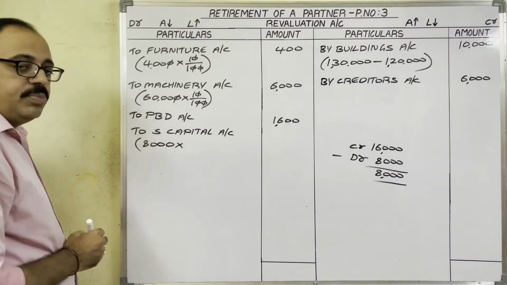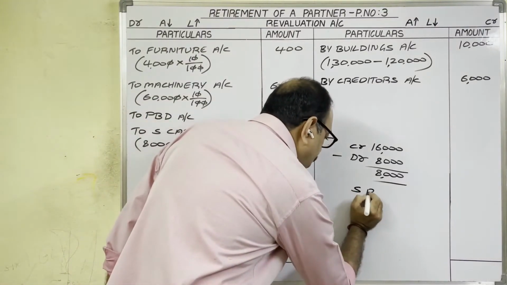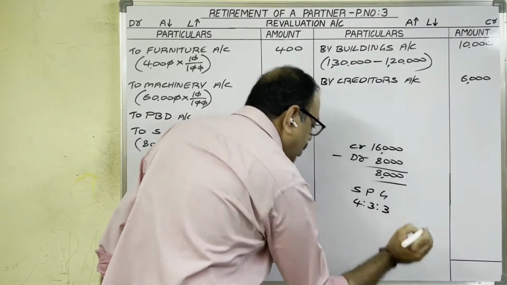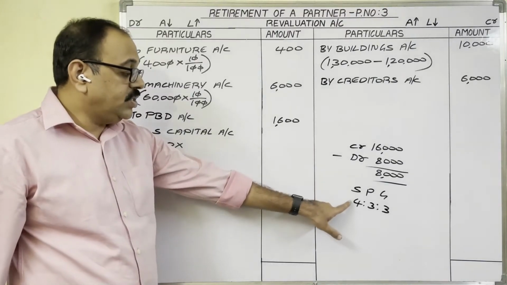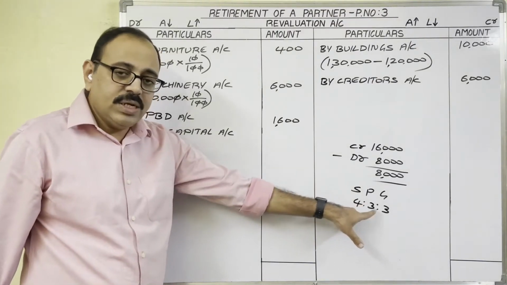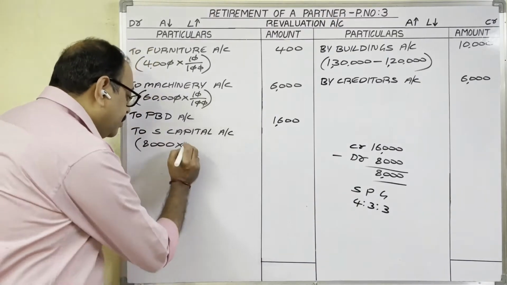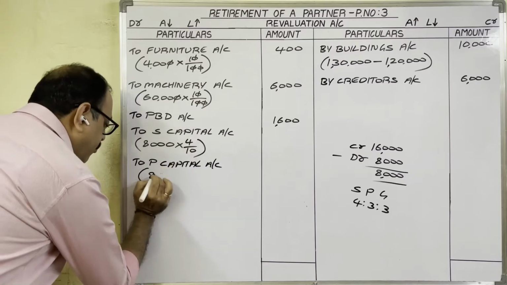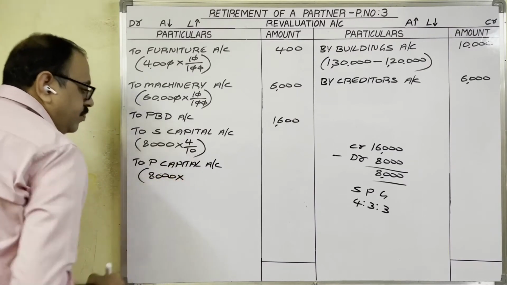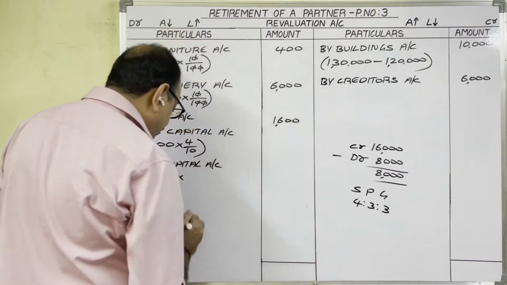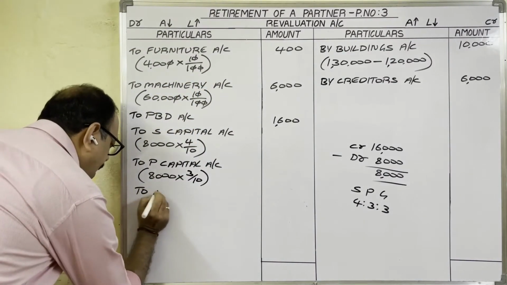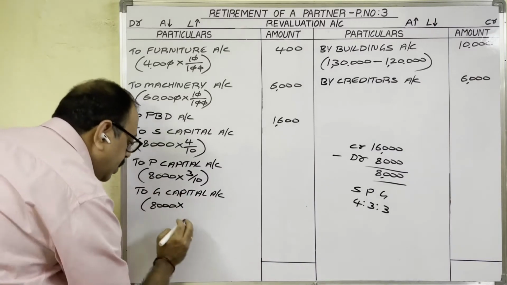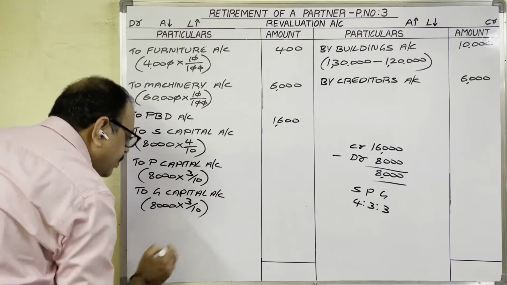In which ratio we should distribute? SPG. Old ratio is 4:3:3. Means S share is 4 by, add these three numbers, 10. So 4 by 10. Next, to P capital account, profit 8,000 into P's share is 3 by 10. Next, G capital account, profit 8,000 rupees. G's share is also 3 by 10.